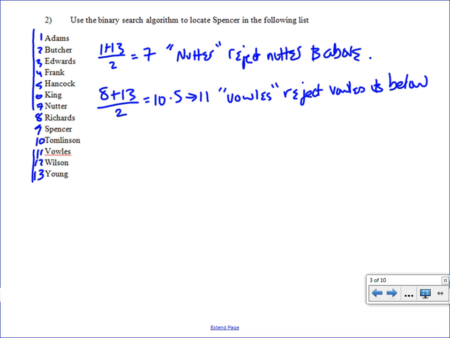So the sublist is now 8, 9, 10. 8 plus 10 over 2. I can actually do that one in my head. 9, which is Spencer. So Spencer has been found.